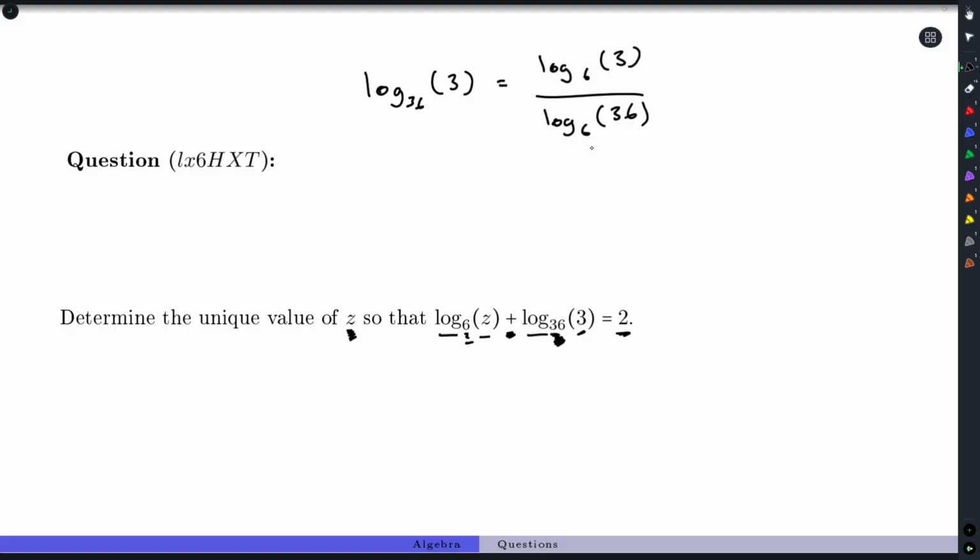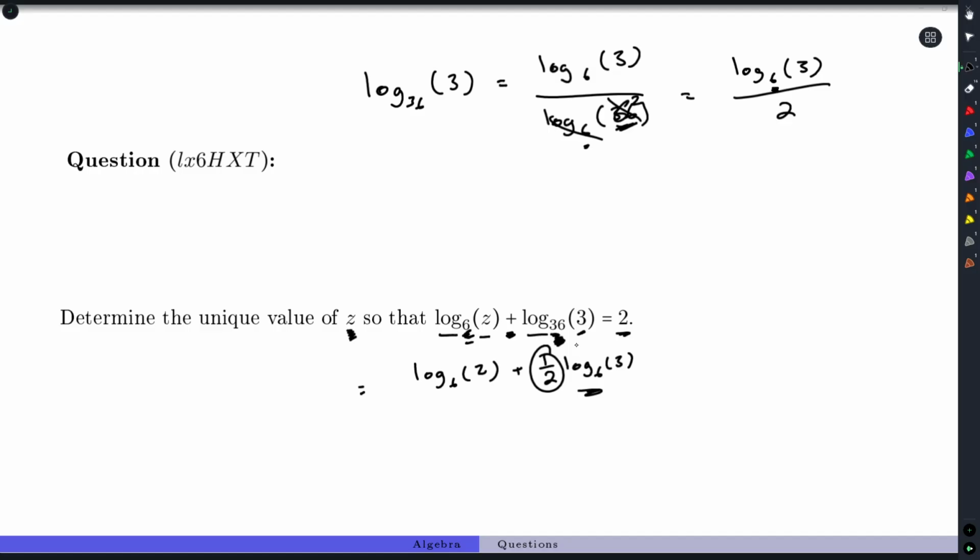Log base 6 of 36: 6 to what power gives me 36? 2. Right? 36 is 6 squared, and then the log base 6 and the 6 cancel out. So this is really log base 6 of 3 all over 2. Now that's nice because it gives me log base 6 that I can work with my other log base 6. So far we have log base 6 of z, and now we have a half, or divide by 2, log base 6 of 3. Now I like these log base 6s because I can add them, but oops, there's this 1/2 here.